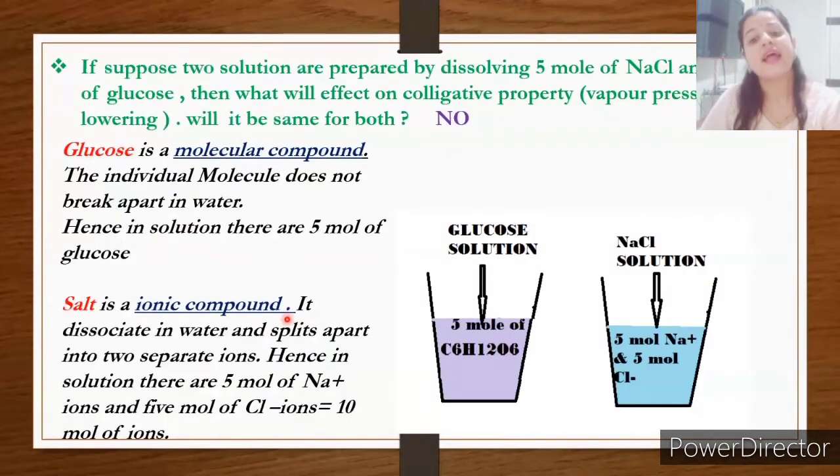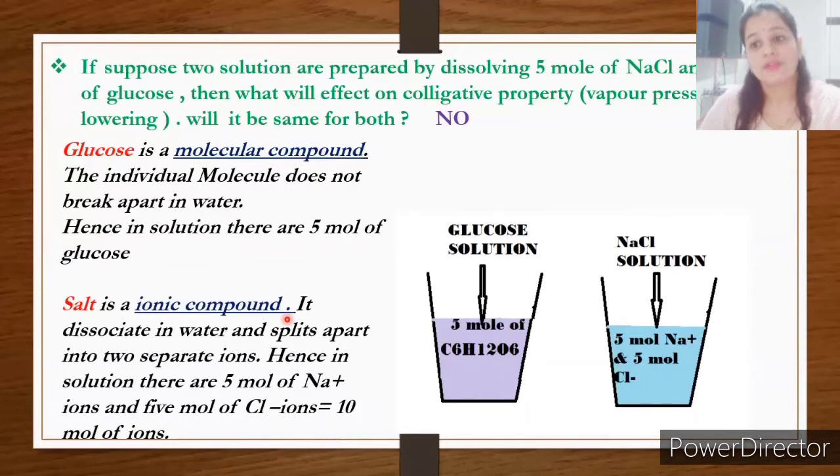Now let us see one more example. Suppose I prepare two solutions by dissolving 5 moles of NaCl in one and 5 moles of glucose in another. In this case, will the colligative properties, or the vapor pressure lowering, be the same for both solutions? You are right, in this case they will not be the same.